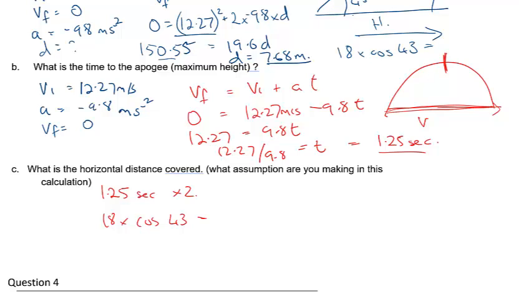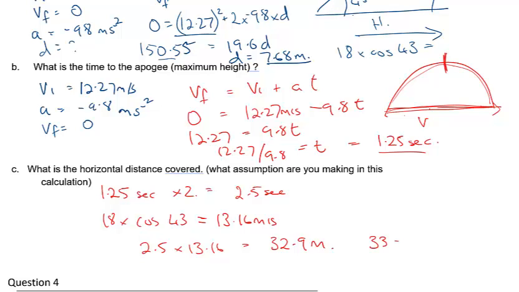Now that's 13.16 meters per second. How long was it in the air for when it was going that velocity? Well, it was this whole time, which is that times 2, which is 2.5 seconds. So we now just multiply 2.5 times 13.16, and that should give us the correct answer of 32.9 meters. So that's the total range. Now obviously if that was 2 significant figures, that would be 33 meters. Okay, so let's see.